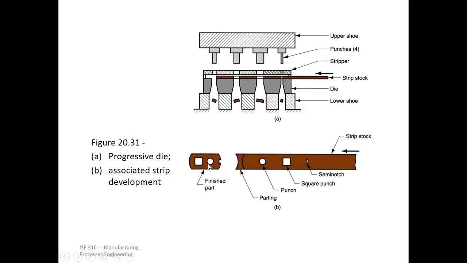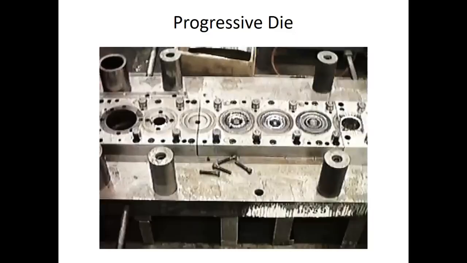You have this finished part, right? Each punch is responsible for doing a particular task so that you can have a component much faster. Unlike sending them to individual punches, you are trying to incorporate all those features. Those features are executed in one die, right? That's why we call it progressive die.